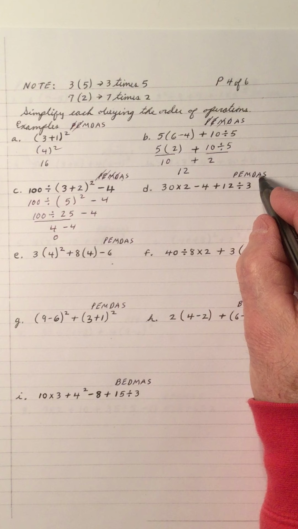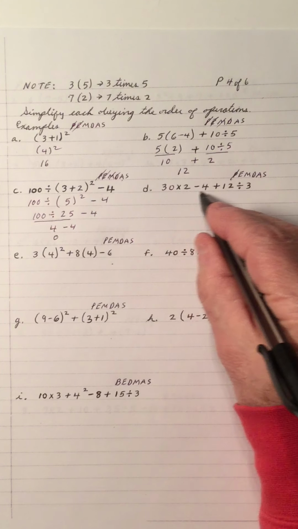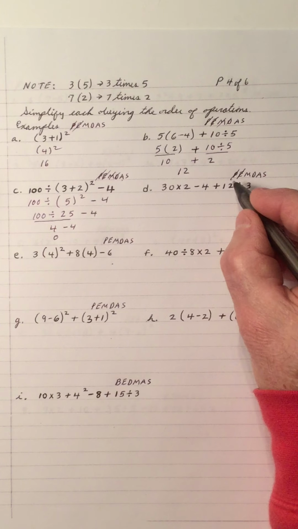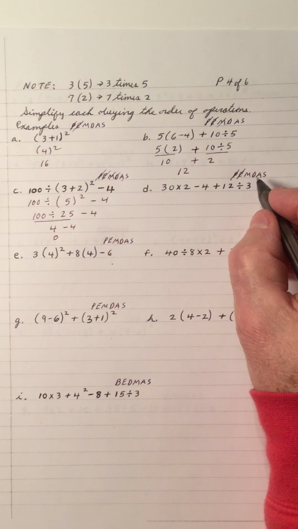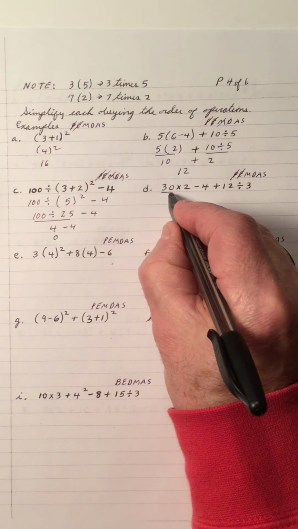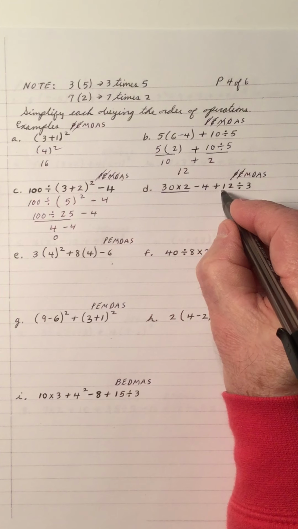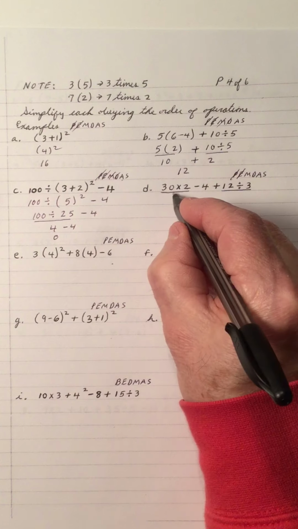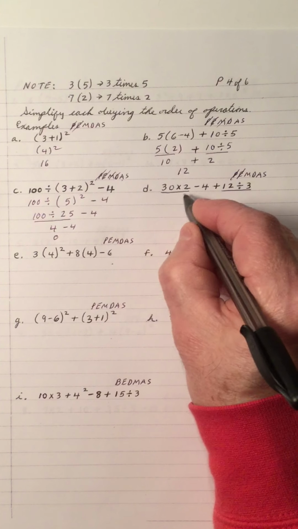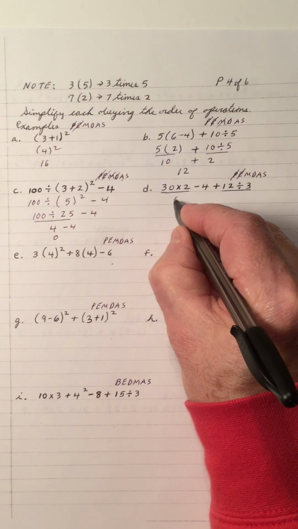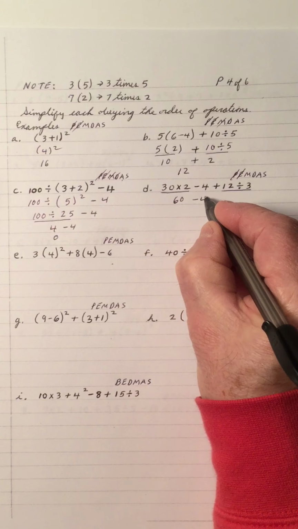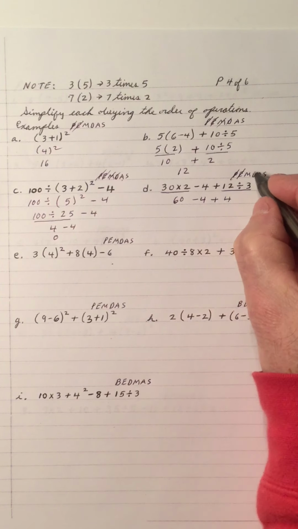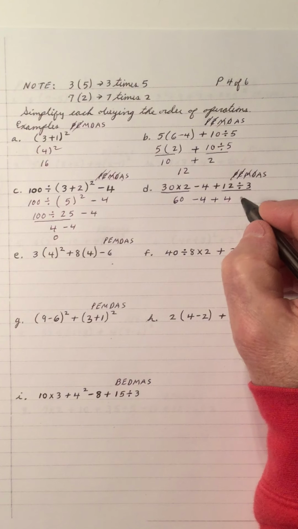PEMDAS again. I have no brackets here, no parentheses, and no exponents. So now I do multiplication and/or division. I see a multiplication. Notice I underlined them to keep them together, because that's what I have to do first. 30 times 2 is 60. Subtract 4, plus 12 divided by 3 is 4. So I have my multiplication and division done.